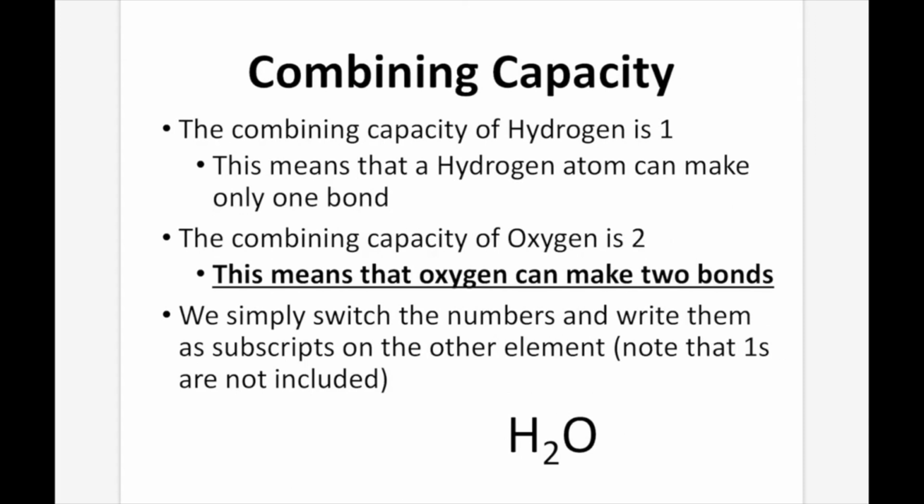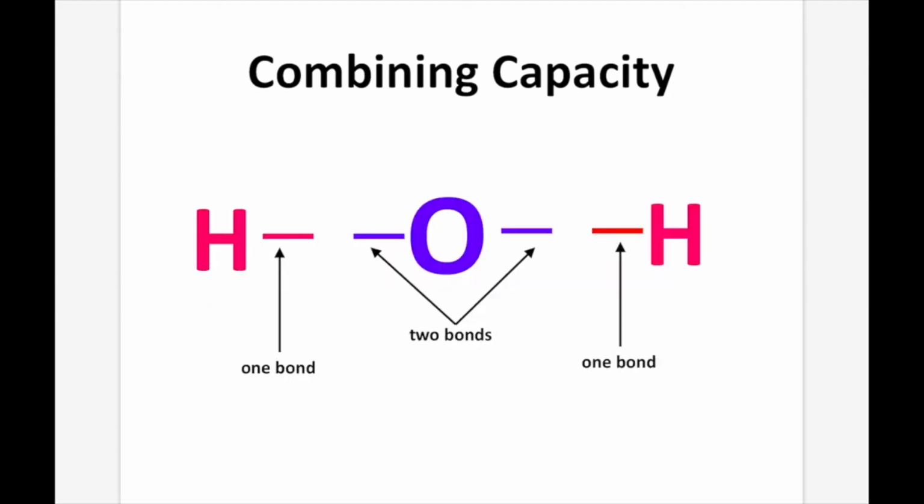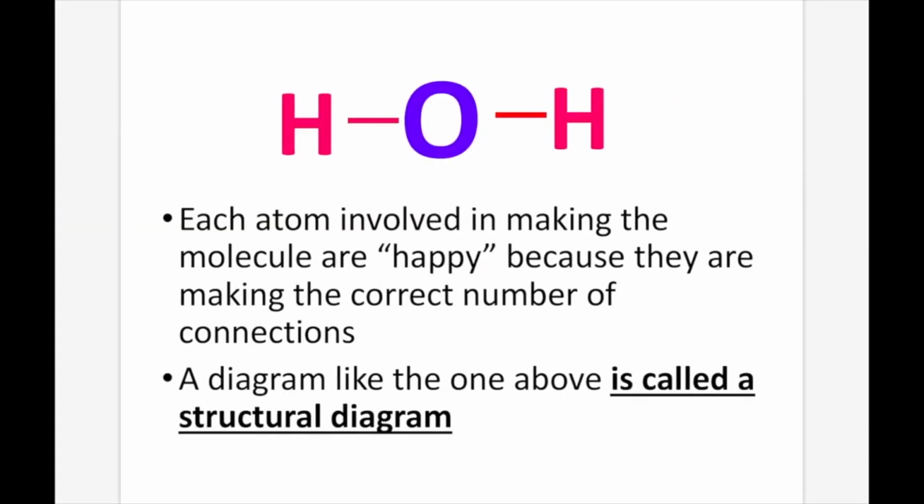The combining capacity of hydrogen is 1. That means it can make 1 bond. The combining capacity of oxygen is 2. That means that oxygen can make 2 bonds. When putting these atoms together, we simply switch the numbers and write them as subscripts on the other element. Note the 1s are not included, and that's shown here. Hydrogen can make 1 bond, oxygen can make 2 bonds. Each atom involved in making the molecule is now happy because they have made the correct number of connections. They've filled their combining capacities. A diagram like the one above is called a structural diagram. This guy right here is a structural diagram, with these guys here being the bonds.